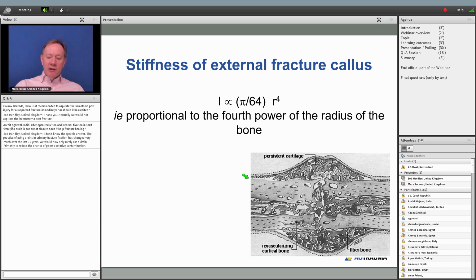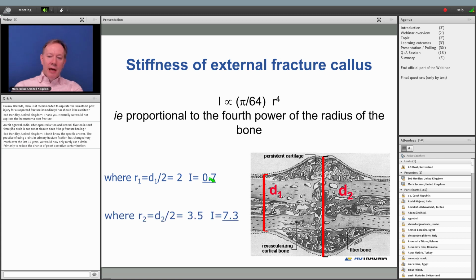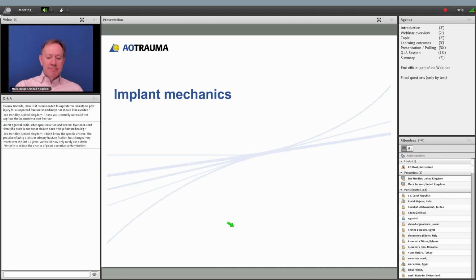So if we go back to our diagrammatic representation of our model, if we take a diameter across the normal bone here, and we put that into our equation, we come up with a stiffness at an I of 0.7. If we then do the same across the area of external callus, which is about twice the diameter, we see that when we put those into the equation, because it's the fourth power of the radius, the stiffness is an order of magnitude greater, and that's predominantly just by the increase in external diameter of the external callus.